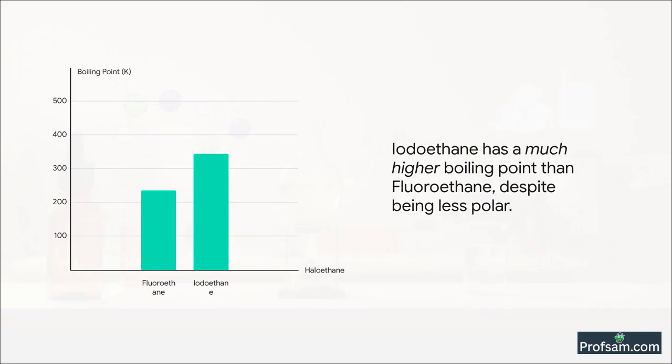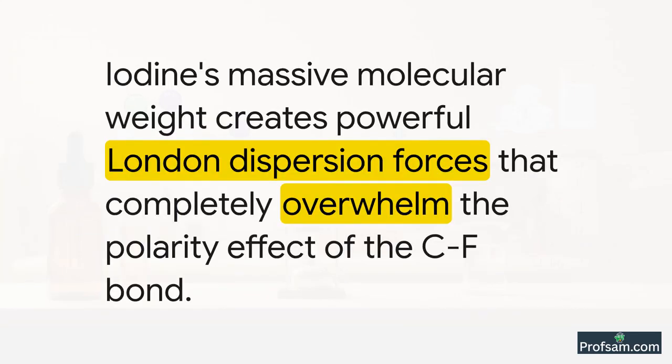So what is really happening here? Well, the answer is molecular weight. You see, an iodine atom is almost 7 times heavier than a fluorine atom. This huge difference in weight creates very, very strong London dispersion forces. And these forces, which come from the sheer size and mass of the molecule, are so powerful that they just completely dominate. They overpower the effect of polarity. Going back to our analogy, the super heavy crowd is just much, much harder to break apart than the lightweight crowd, even if that lightweight crowd has stronger magnets.